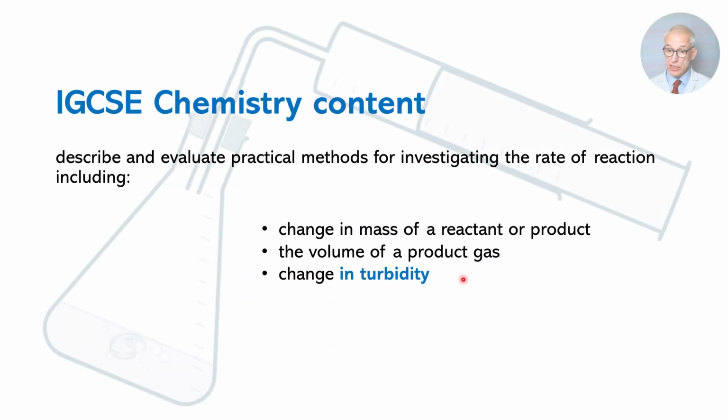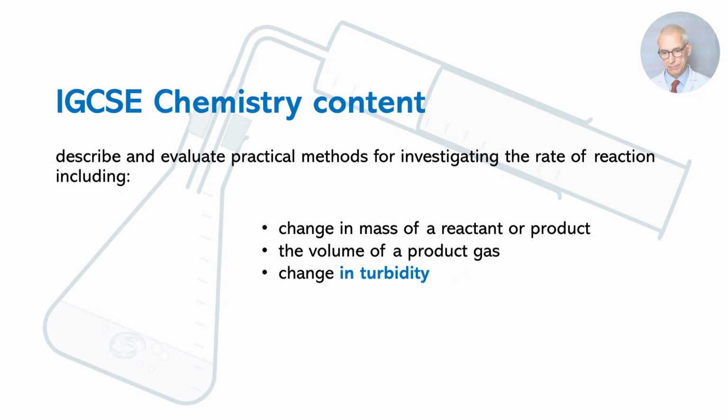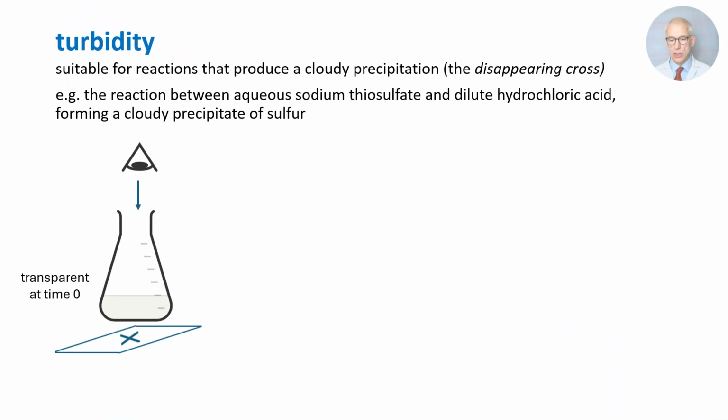And now changes in turbidity or cloudiness, not specifically itemized in the syllabus, but often examined. You will recognize this reaction as the disappearing cross experiment. The reaction between aqueous sodium thiosulfate and dilute hydrochloric acid produces a cloudy precipitate of sulfur.